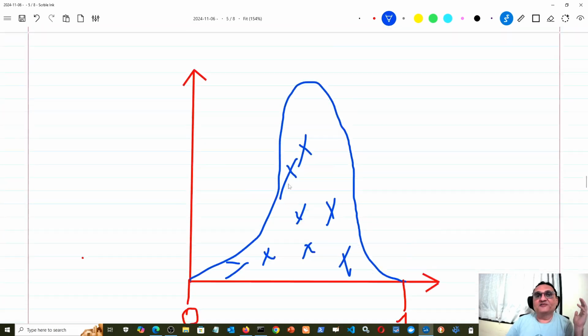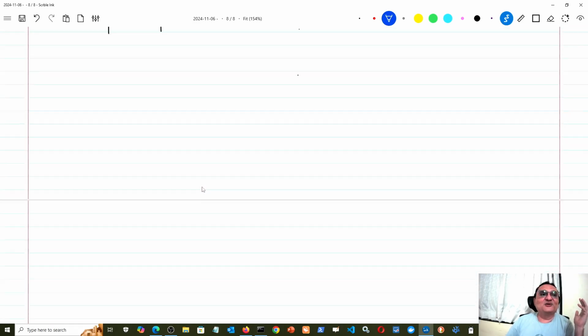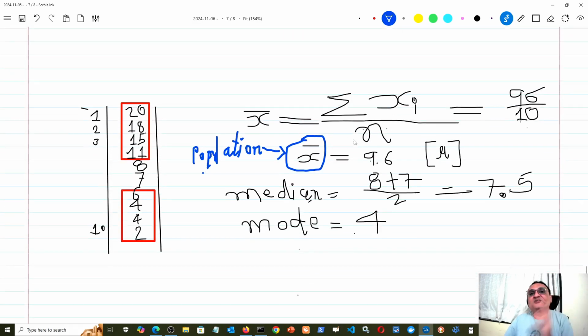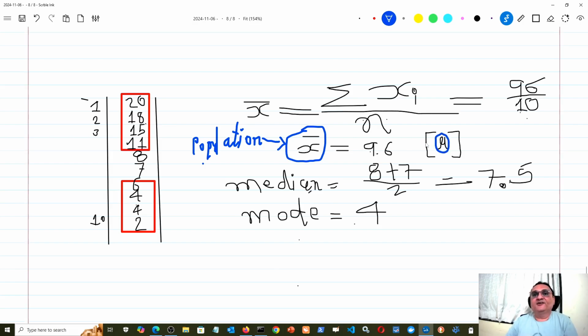Okay, so let us come back to our 10 observations. Obviously there are only 10 observations, so clearly this is only a sample. So a better symbol would have been mu and not X bar. Okay, so mu, the sample mean, is 9.6.